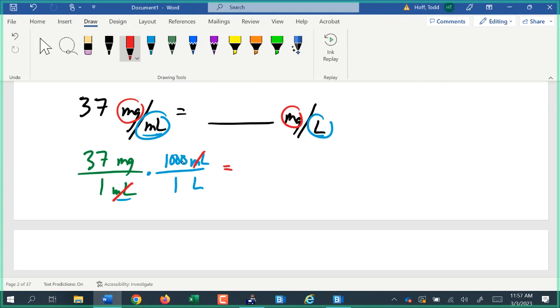37 milligrams times 1,000 is 37,000 milligrams. 1 times 1 liter is 1 liter. Well, the bottom is already just a 1 unit, so we don't have to divide it out. It's just 37,000 milligrams per liter.